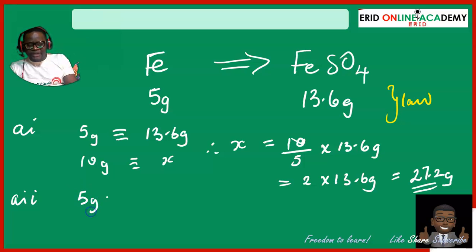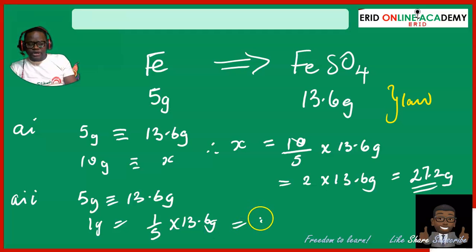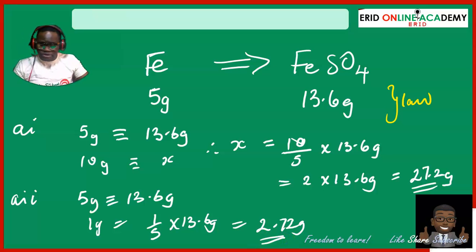So 5 gram, according to the stoichiometry of the reaction, always produce 13.6 gram. Okay, so 1 gram therefore will produce what? That means we have 1 over 5 multiplied by what? 13.6 gram. And that gives what? That is going to give 2.72 grams of iron 2 sulfate. It's as simple as that.